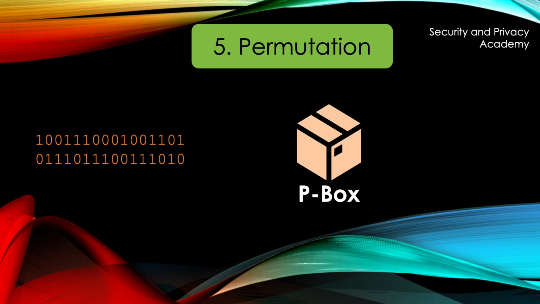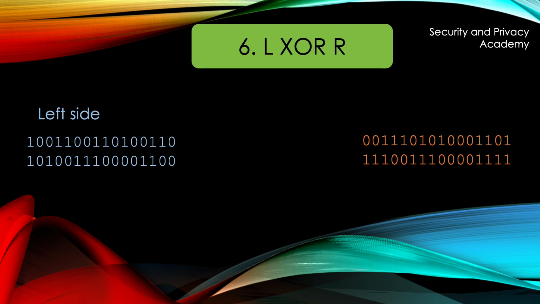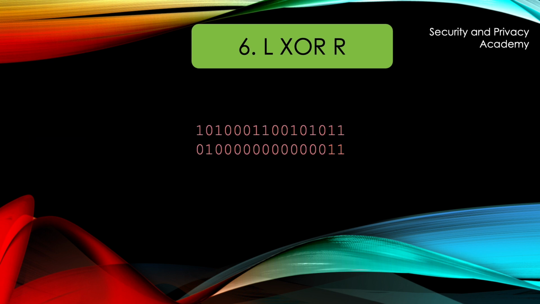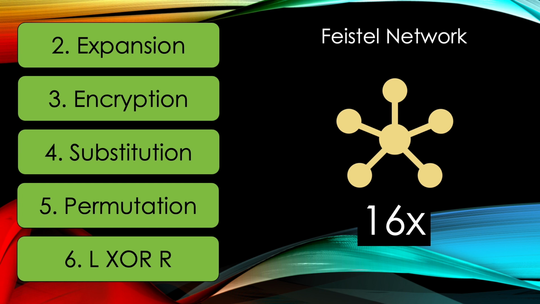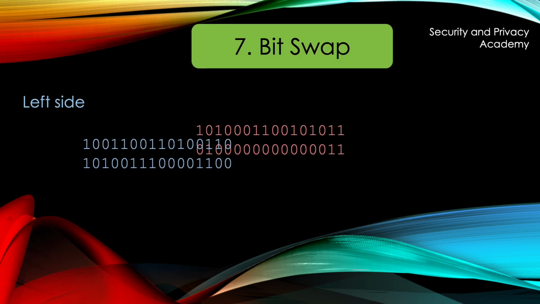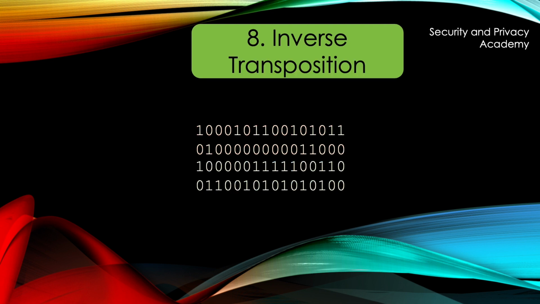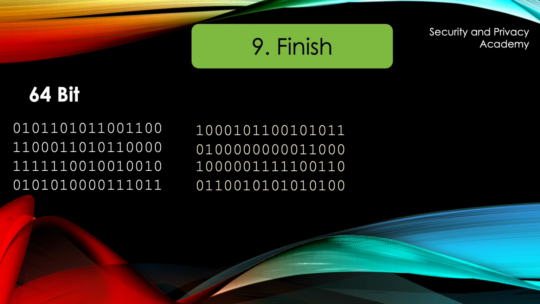Now a P box is applied, which, as you remember, means that the bits are permuted. Next, we take our original left-hand side and XOR it with the result of the permutation. These 5 steps are the Feistel network that is used in DES. It is applied 16 times, 8 times with both sides, left and right. To finish the algorithm, we swap the original left side with the right side, apply the inverse of the original transposition from step 1, and finish the resulting ciphertext.